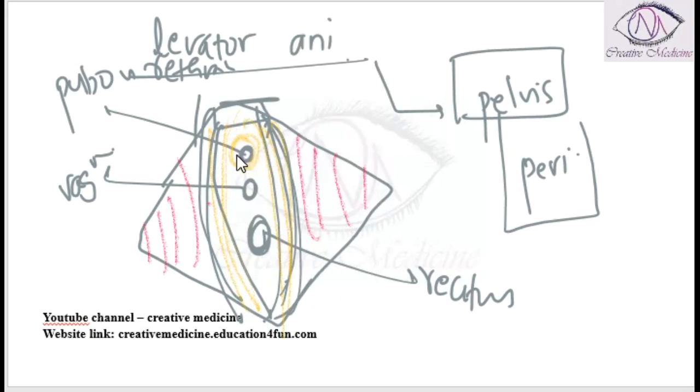around the urethra, the muscles will also be present, and that part of the pubococcygeus muscle which is present around the urethra is pubourethralis. The part of pubococcygeus muscle around the vagina is pubovaginalis. The part of pubococcygeus muscle around the rectum is puborectalis.